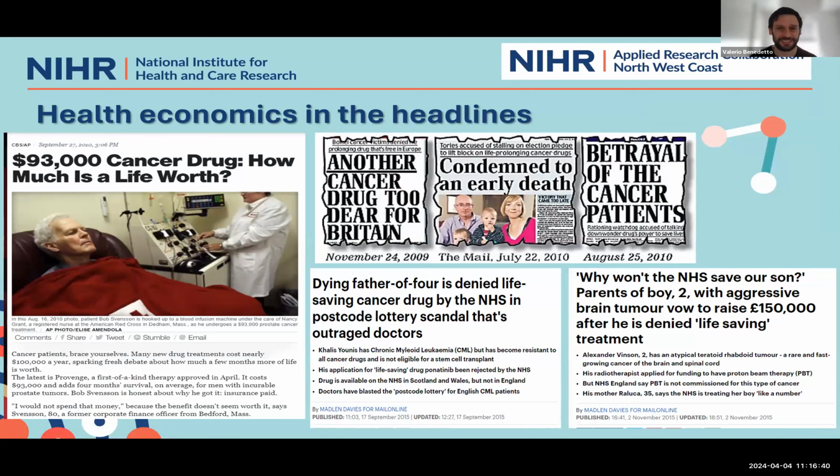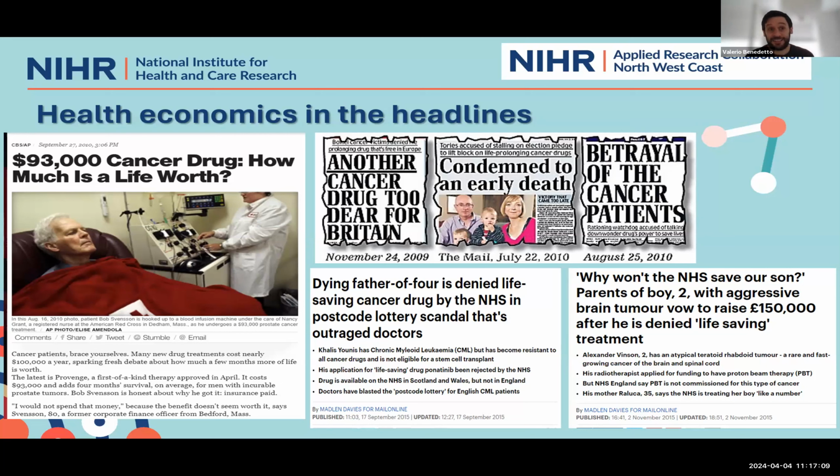Usually, I think this is displayed at the beginning, and it's just a collection of different headlines, which you've probably seen in the paper before. Maybe not exactly these, but similar ones. Headlines which talk about drugs being refused, potentially life-saving drugs, and there's probably a sense of injustice, unfairness, which might emerge when you read these headlines.